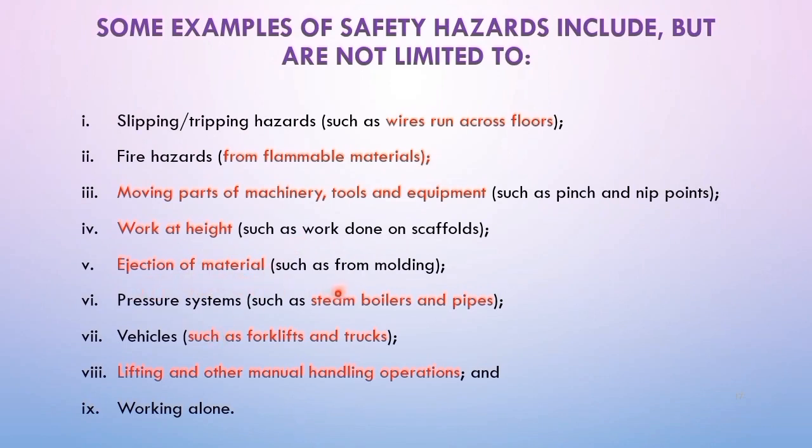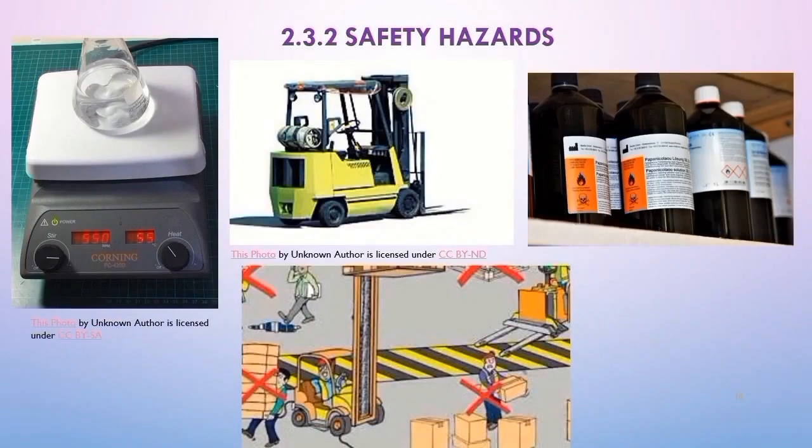Ejection of material such as from molding, pressure systems such as steam boilers and pipes, vehicles such as forklifts and trucks, lifting and other manual handling operations, and also working alone. These are examples of safety hazards: the forklift, the fire hazards from flammable materials, the manual handling, and the obstacles at the walking platforms. So these are a few examples of safety hazards.